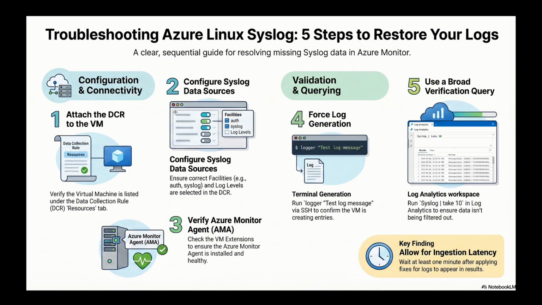We are going to check if the data collection rule has the virtual machine attached. We have configured the data sources, what we want to collect from the virtual machine. And we have the agent that collects the data from the VM and then sends it to the workspace. And then finally, we are going to generate a log from inside the virtual machine and check if we can see it on the workspace.